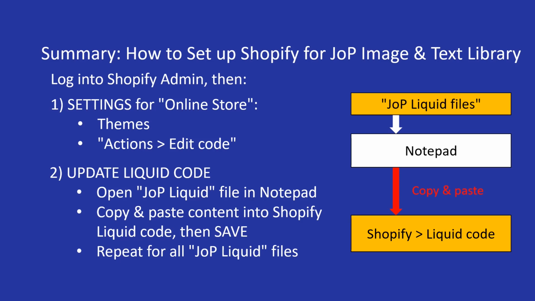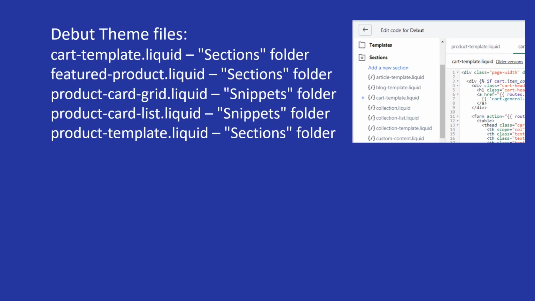We use Notepad, a plain text editor, because other text and word processing programs like Word sometimes introduce odd characters like line breaks when you copy and paste the code, and that stops it working. Copy and paste the content into the liquid code file in Shopify that has the same name. Then save. Repeat this process for all the Joy of Plants liquid files supplied. The Shopify themes for Debut and Simple don't have identical liquid files, and they don't keep the files in the same folder structure, so we supply a different set of liquid files for each theme.